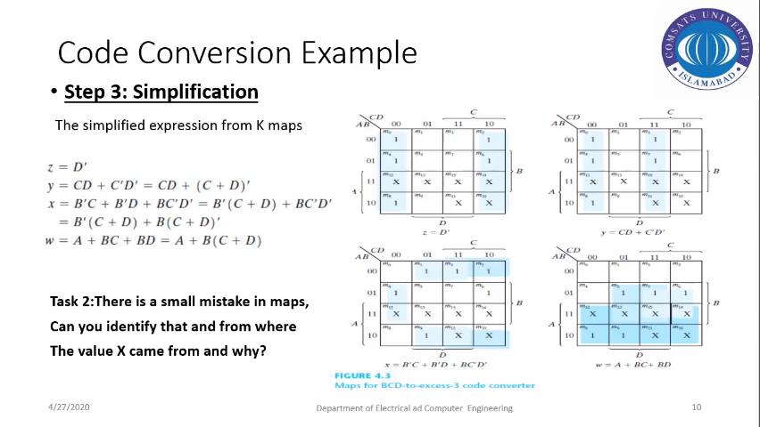The second task which I've designed for you is, first, there is a small minute mistake in the maps. Can you identify that? From where did the value of x come from and why? This is important, because every map possesses some values that are undefined. Why are these undefined values placed in the map, and what is the benefit of placing those undefined values in the map? These are the things which we're going to discuss in the online sessions.